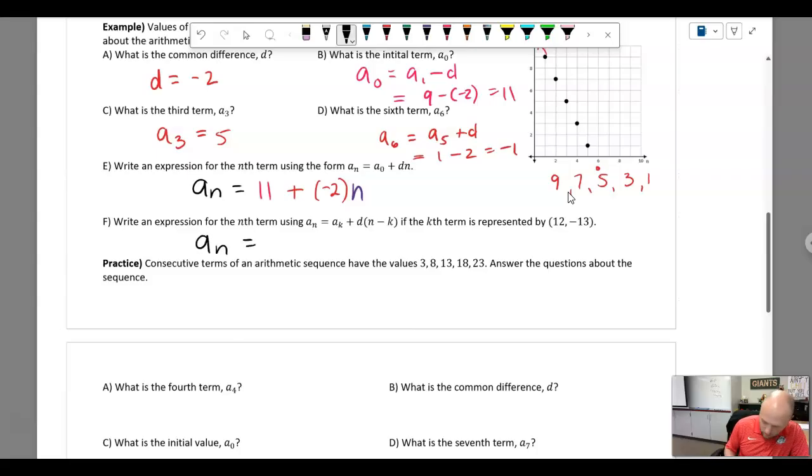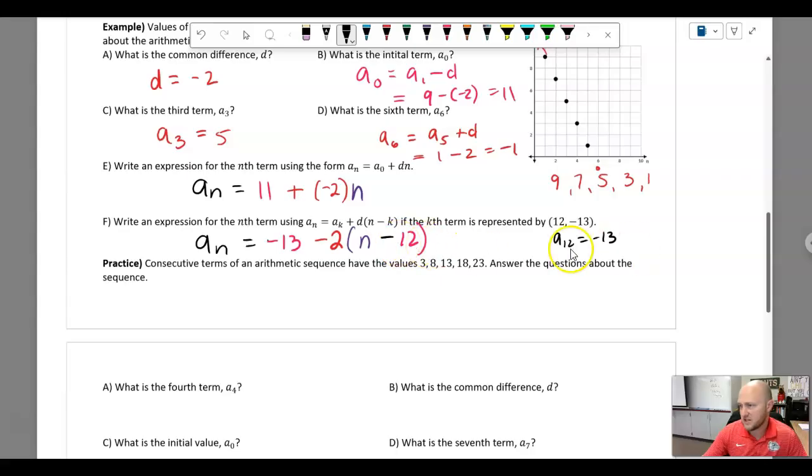So A sub n equals, okay, where do you want to start? They tell us here: start at the 12th term. So what this is saying is A sub 12 equals negative 13. So I'm going to start at negative 13, and I'm going to apply my common difference, which is negative 2. Here I put a plus, but so minus 2 times, how many times? However many times I need, minus where I started, which is the 12th term. So minus 12.